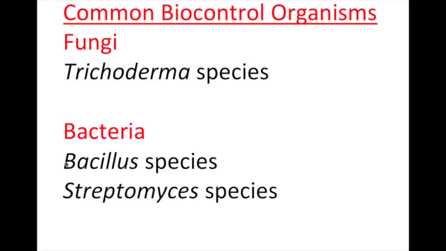There are two kinds of biocontrol organisms that are most common out there at this point in time. Some of them are fungi, such as the Trichoderma species, and some are bacteria, and the two genera that are primarily involved there are the Bacillus species and the Streptomyces species. Streptomyces is an actinomycete, and at times in the past that was considered a fungus, but now we're considering it a form of bacteria.